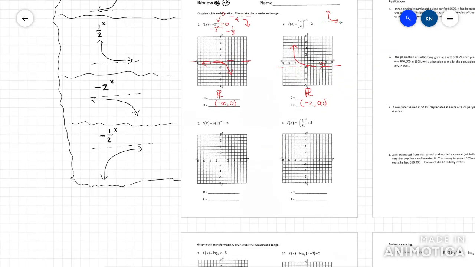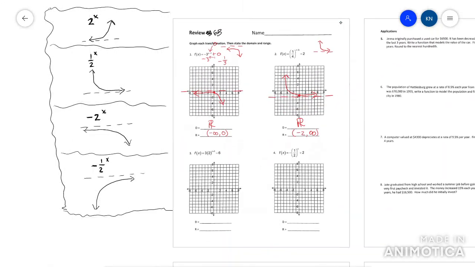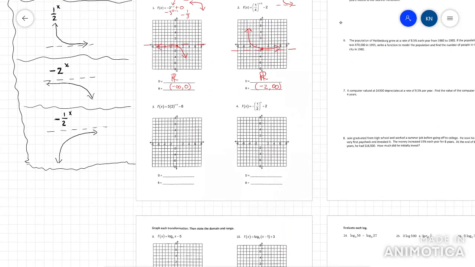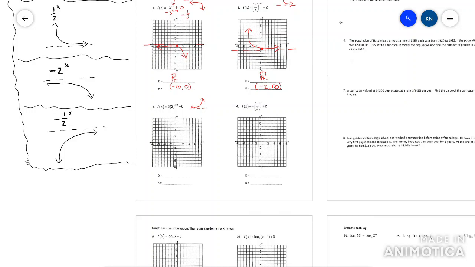All right, number 3. This is a growth function, positive growth, so it's going to take this shape. It's going to look like this with your asymptote right here. The asymptote's at y equals -6, so it's here. Your y-intercept, if you plug in 0, you're going to get 0, so this one goes through the origin. And then you just make the graph take that shape. So it looks something like that. Domain all reals, range, lowest it goes is -6, then it goes up forever.